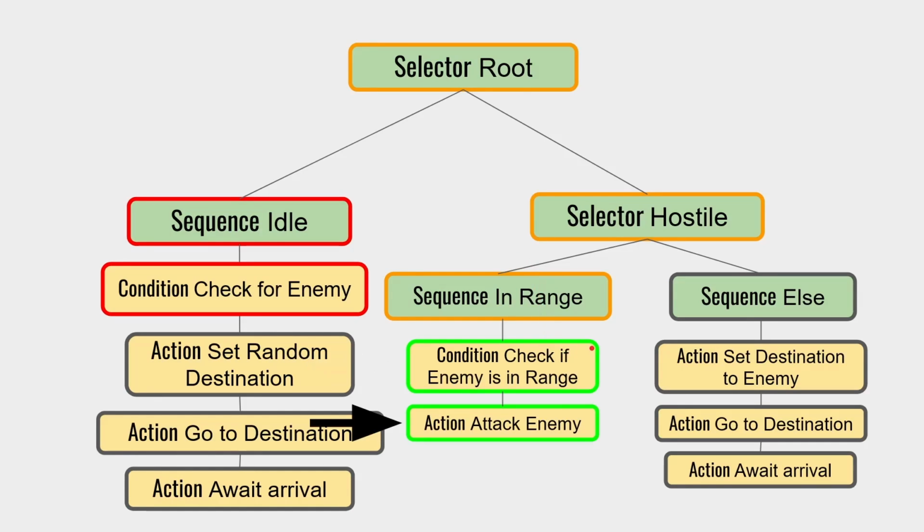So this succeeded. It's going to move on. It's going to attack the enemy. This is going to succeed. This is going to succeed. This is going to succeed. So that was long. But that is a couple of frames of the game running this behavior tree. And if this is totally confusing, hopefully seeing it in action will make it make more sense.